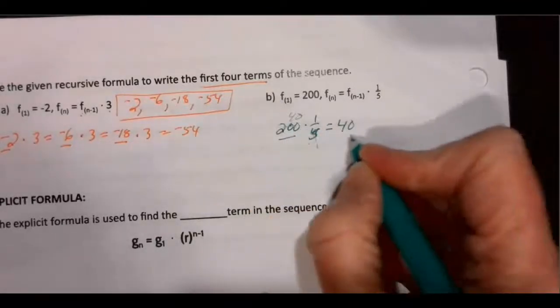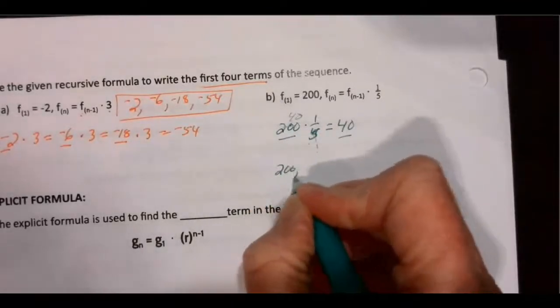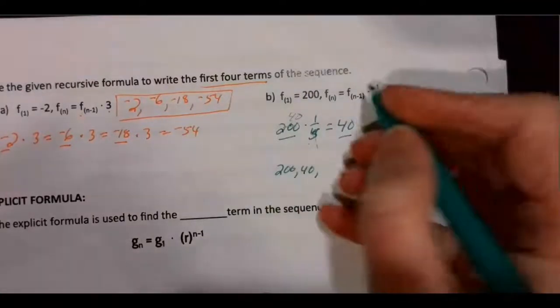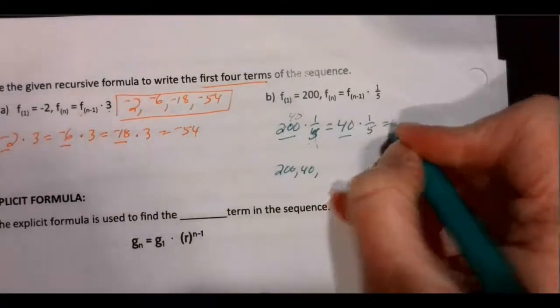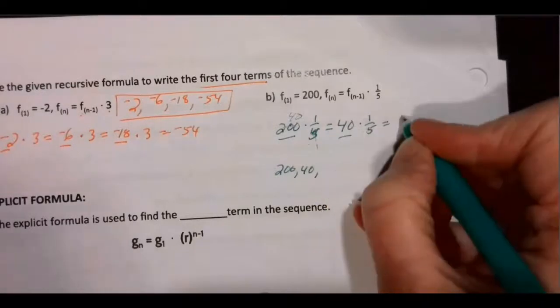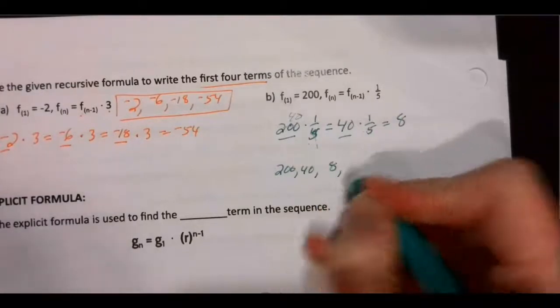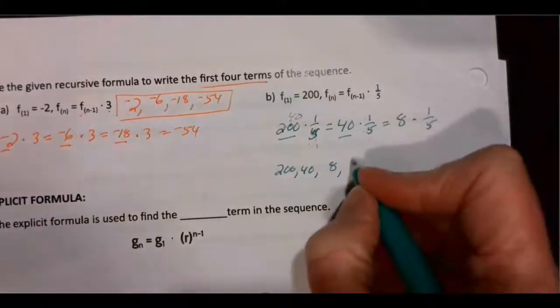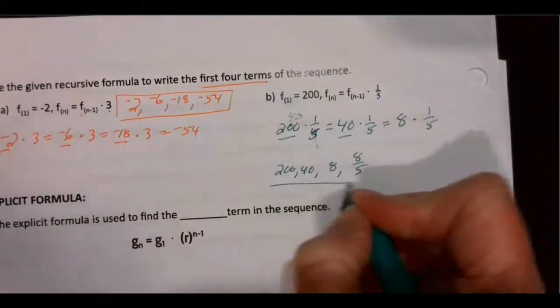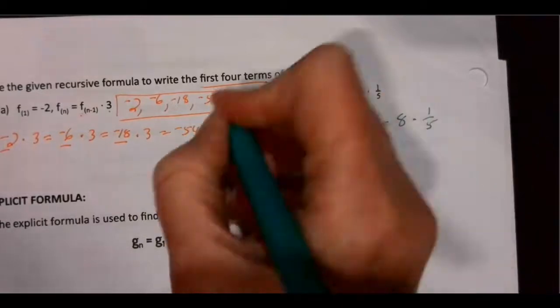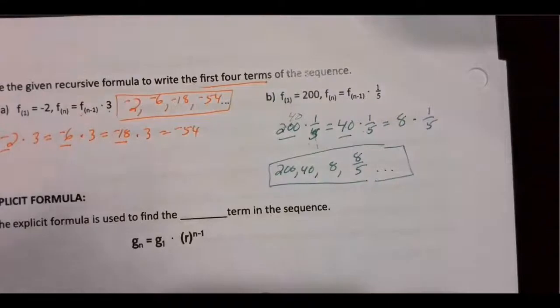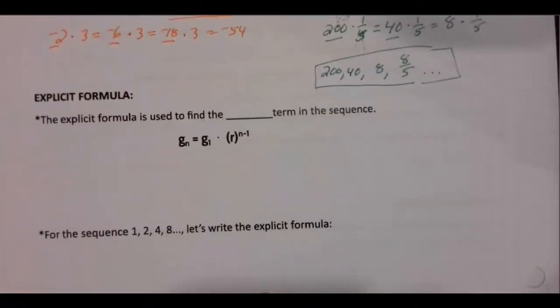So far we have 200 and we have 40. Then we're going to take that times 1/5. Again, that's just dividing by 5. 5 goes into 40 8 times. And we have to do it one more time. Now here we can't divide, so we're just going to leave it as a fraction, 8/5. Those are our first 4 terms. Now remember, these continue on. These are just the first 4 of the sequence. Good. Hopefully that made sense to you.